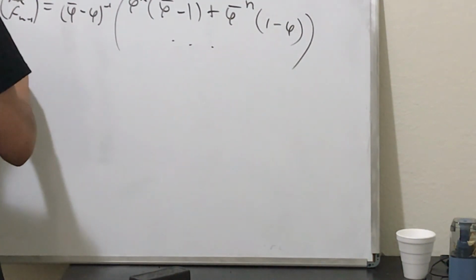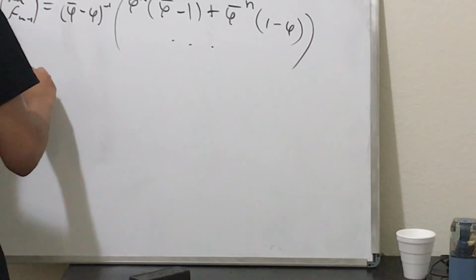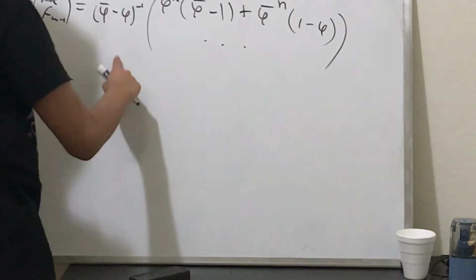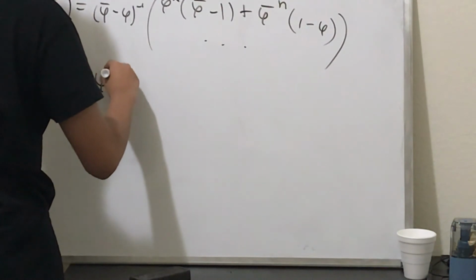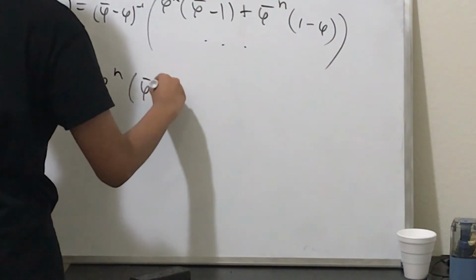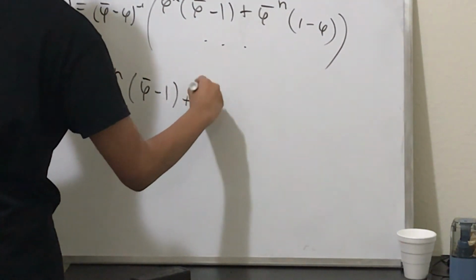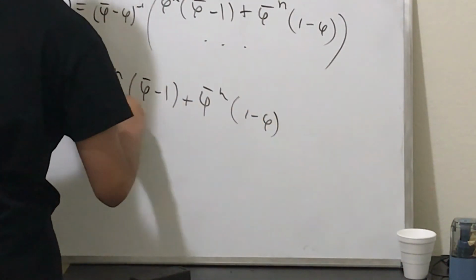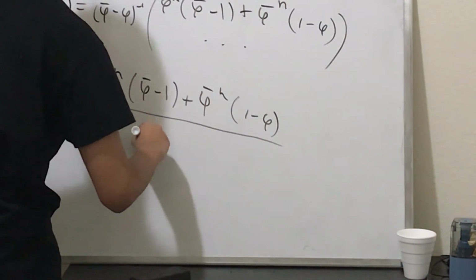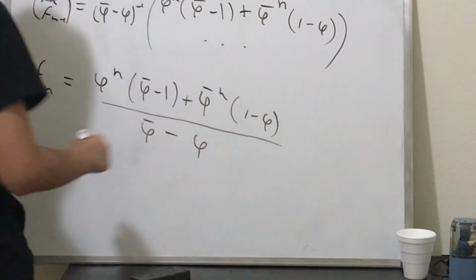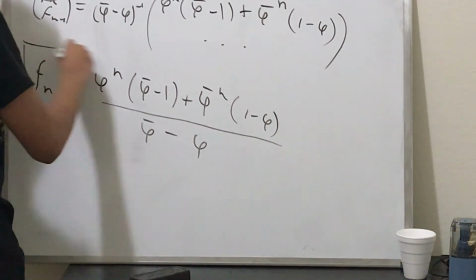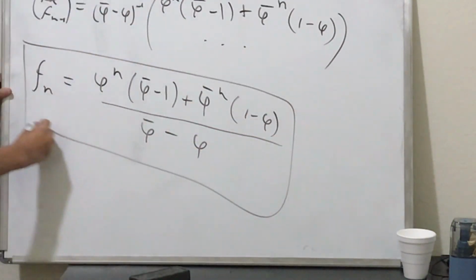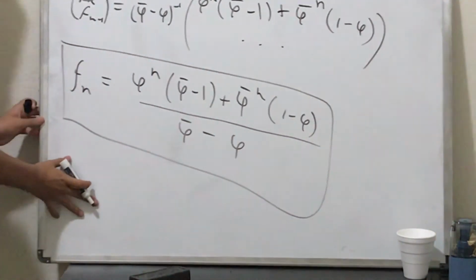Okay, from this we get that f of n, our nth Fibonacci number, is going to be phi to the n times (phi bar minus 1), plus phi bar to the n times (1 minus phi), all over (phi bar minus phi). Okay? And there you go. There is our formula for the Fibonacci numbers.